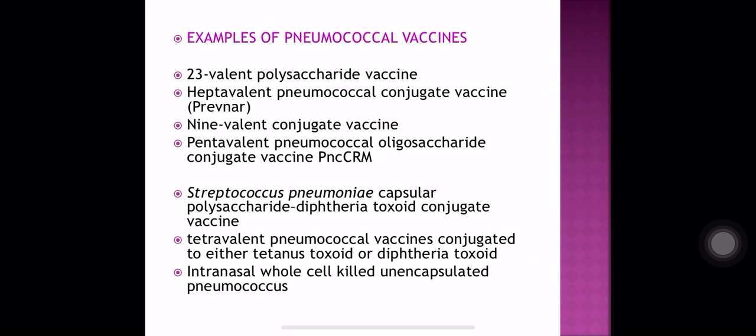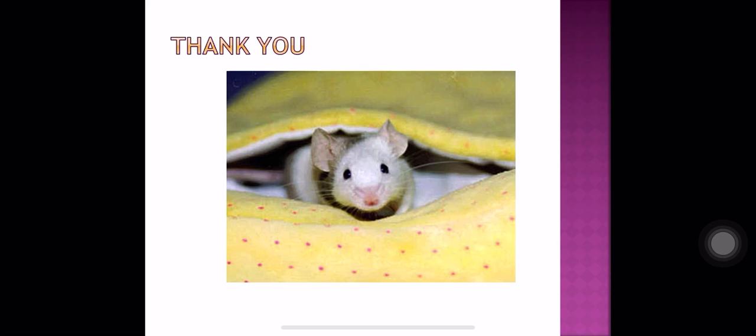Various pneumococcal vaccines are available in the market: bivalent, trivalent, pentavalent, heptavalent and 23-valent vaccines. So different types of vaccines are available, and depending on which serotypes are prevalent in a region, that kind of vaccine is recommended. And that finishes the topic. Thank you.